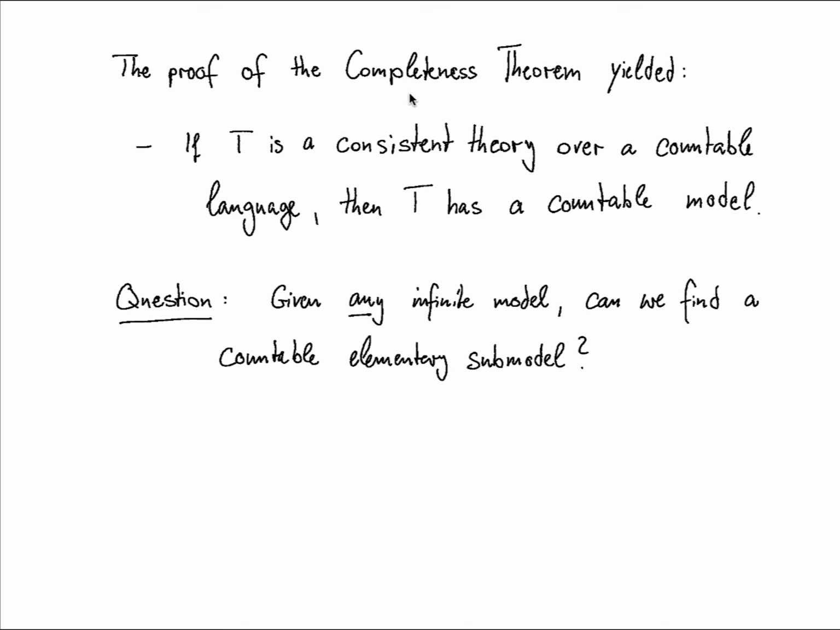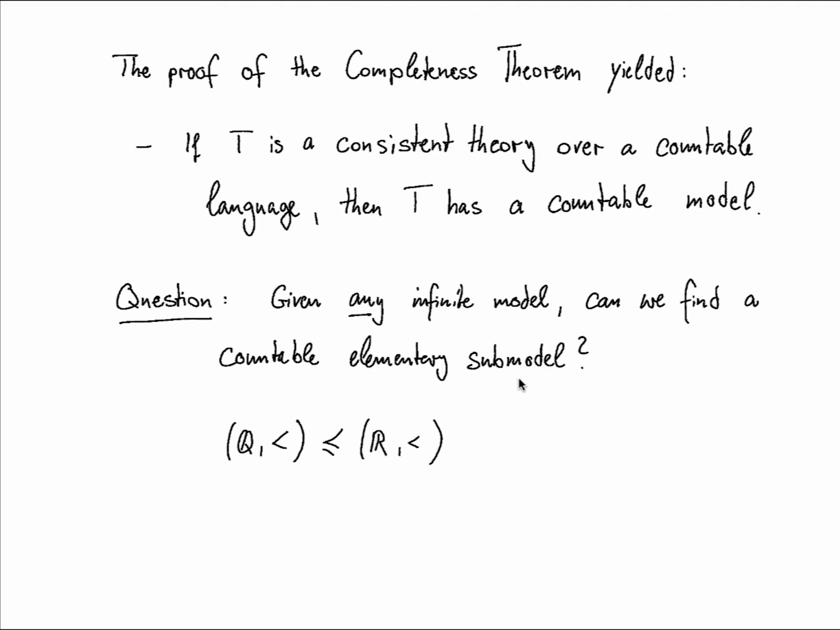In the proof of the completeness theorem, we saw that if we work with a consistent theory over a countable language, then we could construct a countable model. One can now ask, given any infinite model, can we find a countable elementary submodel? For example, we saw in the previous lesson that the linear order of Q is a countable elementary submodel of the linear order of R. So in general, is finding something like that possible?